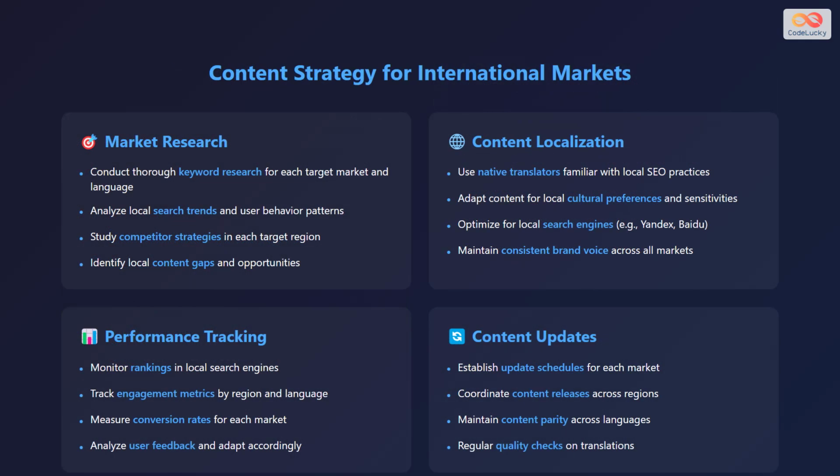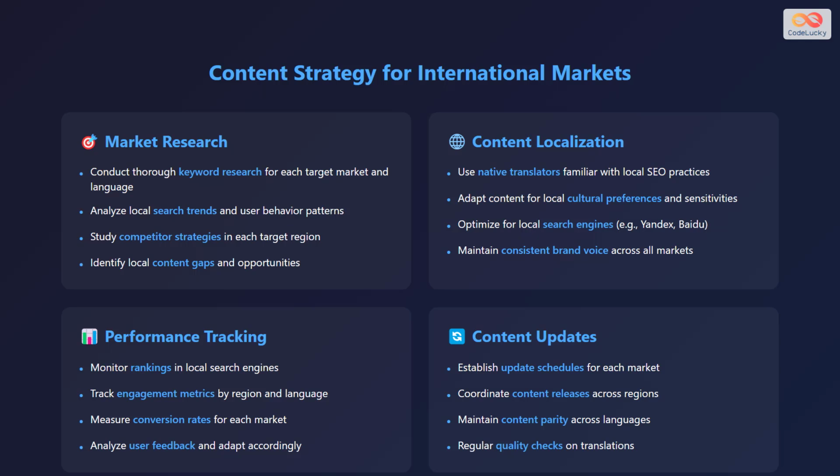Creating a strong content strategy is vital for succeeding in international markets. It helps you connect with your target audience on a deeper level. The first key element is conducting thorough market research. This involves keyword research for each target market and language, analyzing local search trends and user behavior patterns, studying competitor strategies in each region, and identifying local content gaps and opportunities. By doing this, you can create content that resonates with your target audience.